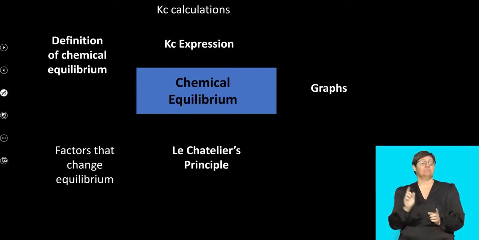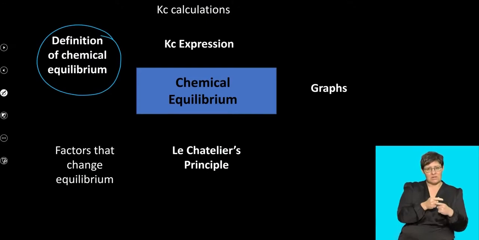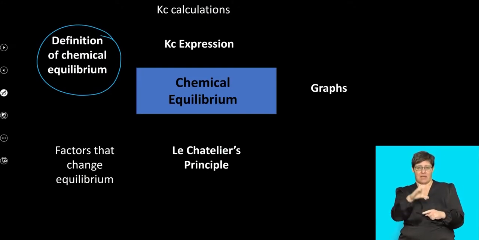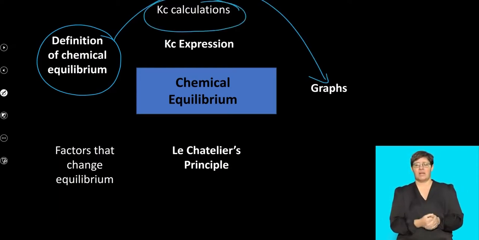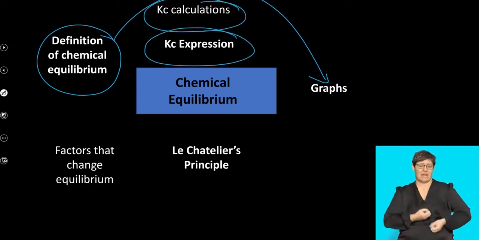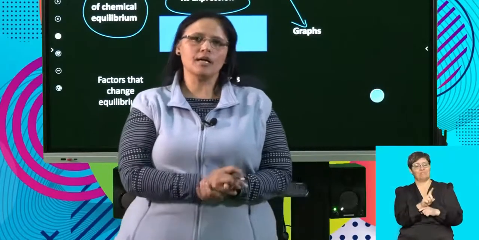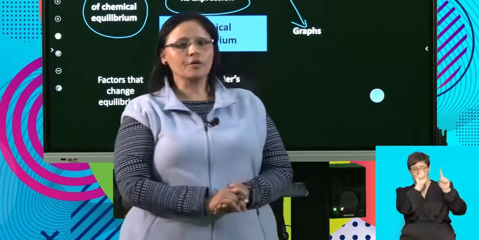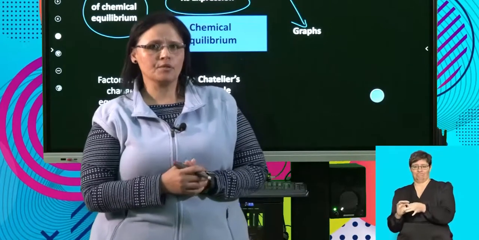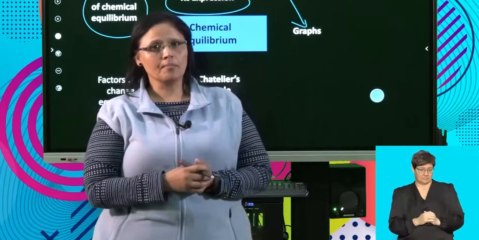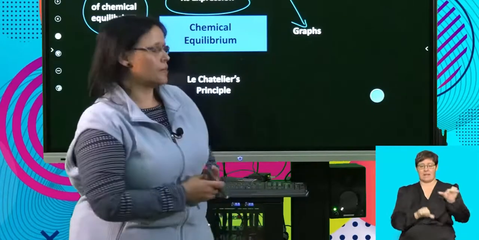What we've done to date is we spoke about the definition of chemical equilibrium and dynamic equilibrium. We connected that to graphs. We did Kc calculations and the Kc expression. And what we're going to do today is look at the Frenchman's work, Le Chatelier, his principle, and how that links up to chemical equilibrium.